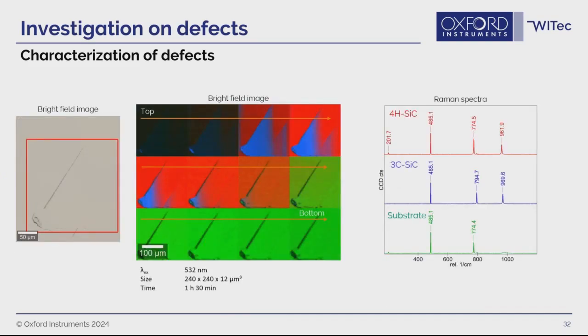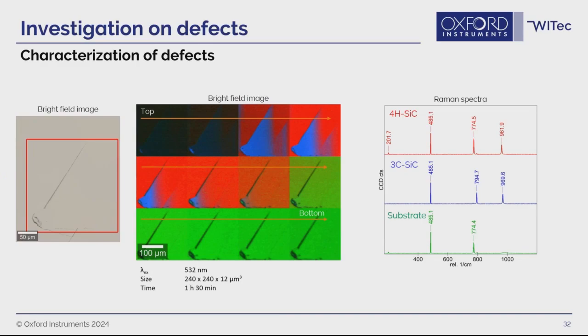The first important question was, how is the shape of this defect within the material? And here again we can use our 532 nanometer excitation wavelength, so we can look inside the material, as the material is transparent for this wavelength. A volume of 240 times 240 times 12 cubic microns was investigated within 1.5 hours.